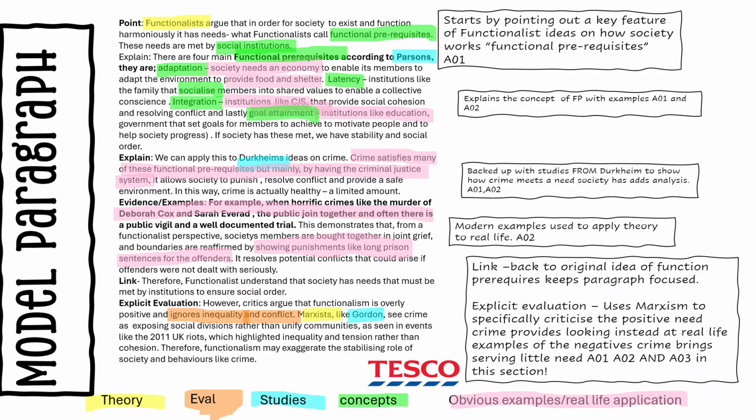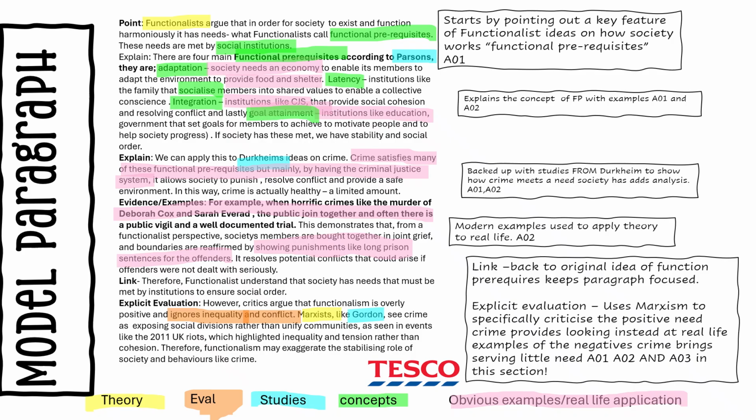So it says functionalists argue that in order for society to exist and function harmoniously, it has needs, what functionalists call functional prerequisites. These needs are met by institutions. So this is starting off pointing out a key idea from functionalists, an idea that is not necessarily given by any other theory. So it's really important that you include this in an essay because it's key to understanding how society works and functions. So in that short couple of sentences, you're giving the impression of knowledge, AO1.